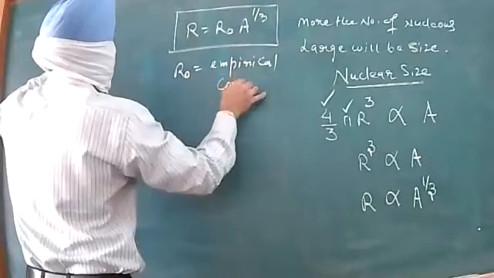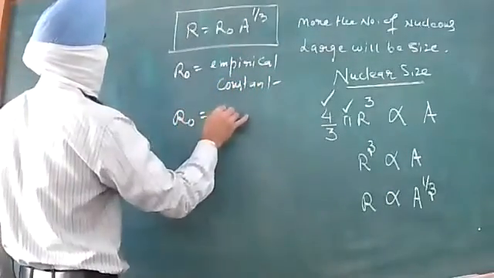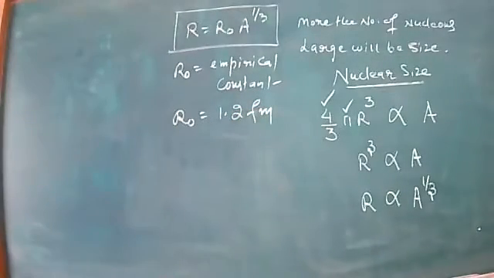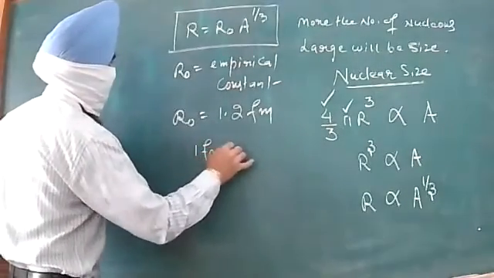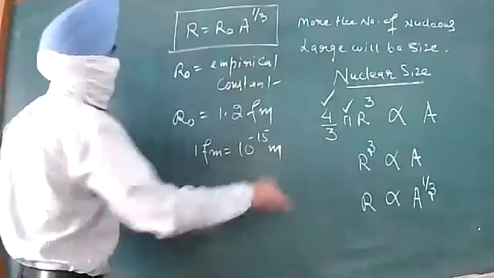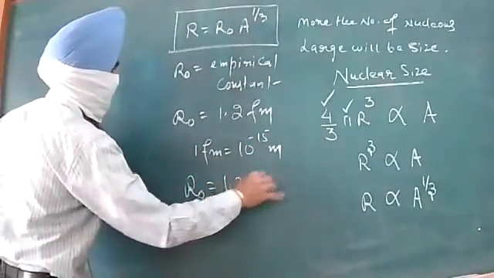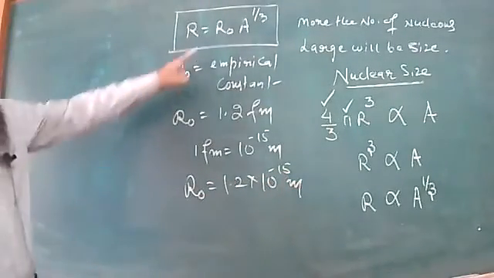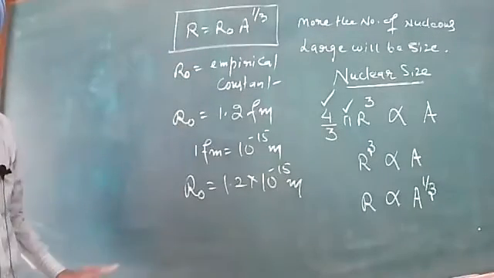Empirical constant beta, and R naught has the numerical value 1.2 Fermi. Fermi is a very small unit. You have discussed in your lower classes that 1 Fermi is 10 raised to the power minus 15 meters. So R naught is 1.2 into 10 raised to the power minus 15 meters. Now beta, this formula is very, very important.